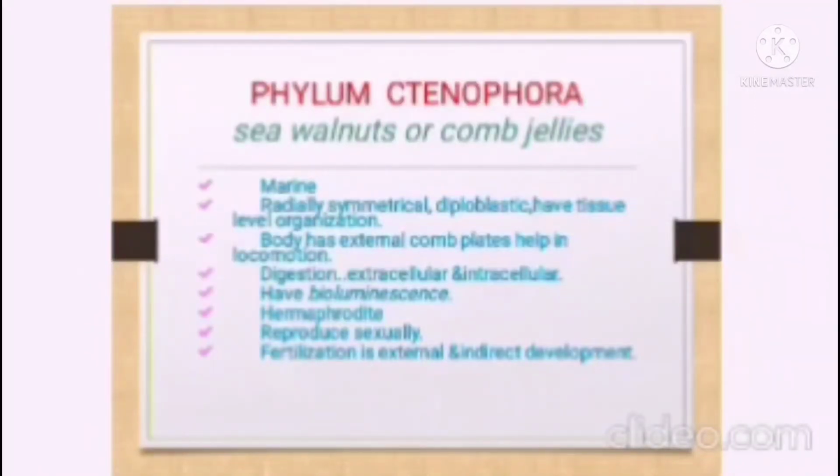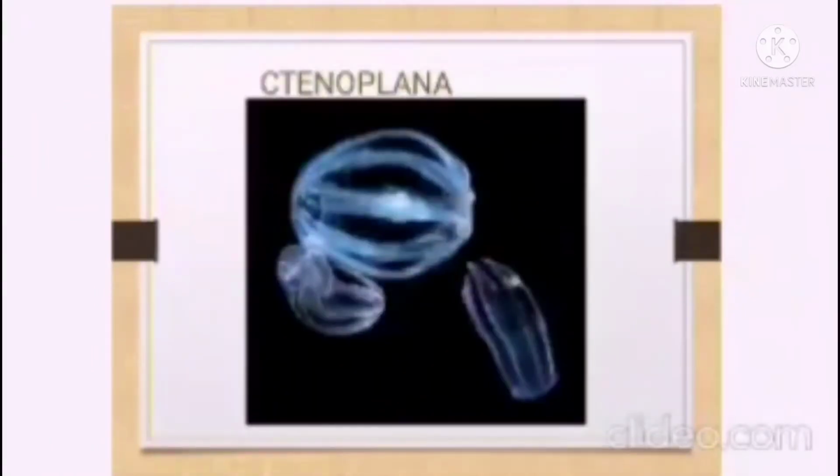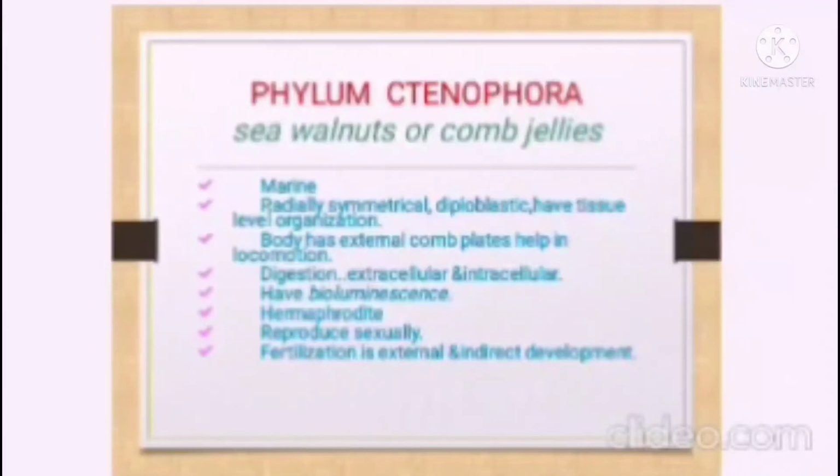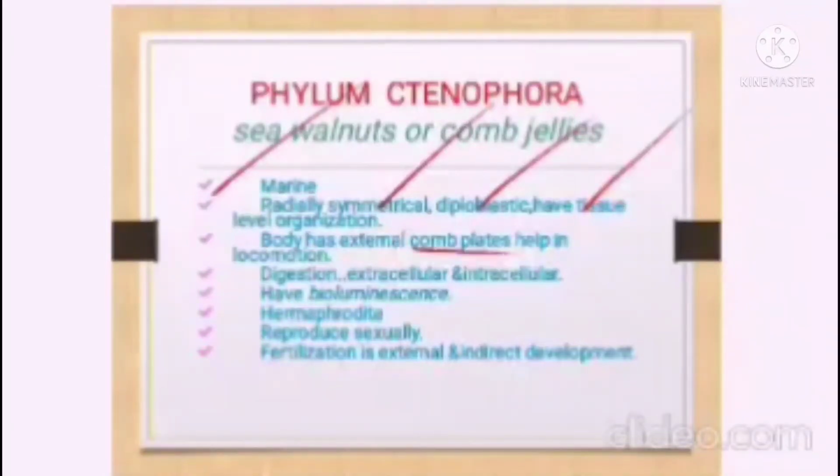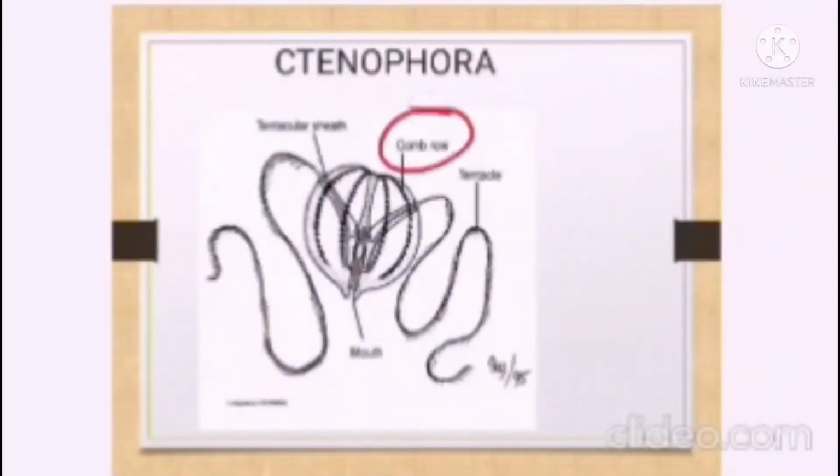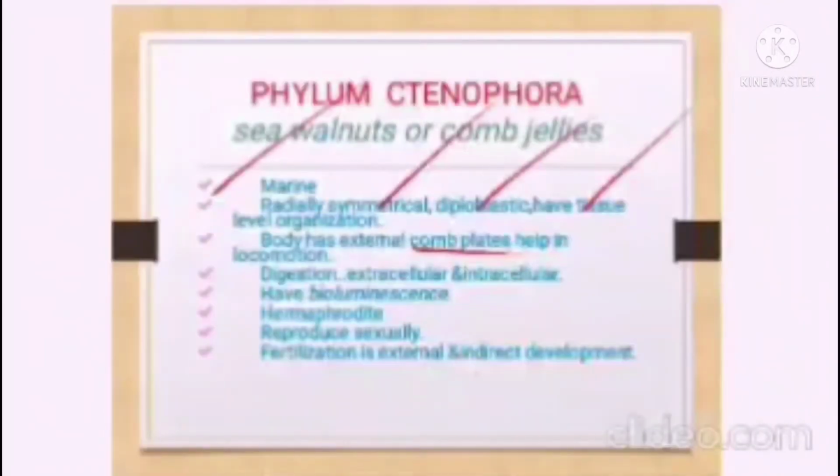C is silent, Ctenophora. Sea walnuts or comb jellies are examples for what? This Ctenophora. Okay, so these are the examples. Characteristics: they are marine, radially symmetrical, can be divided into two equal halves in any plane, diploblastic, ectoderm, endoderm. They have tissue level of organization. Body has comb plates for locomotion. So you can find comb plates are present, and what are these comb plates used for? These comb plates are used for locomotion from one place to another.